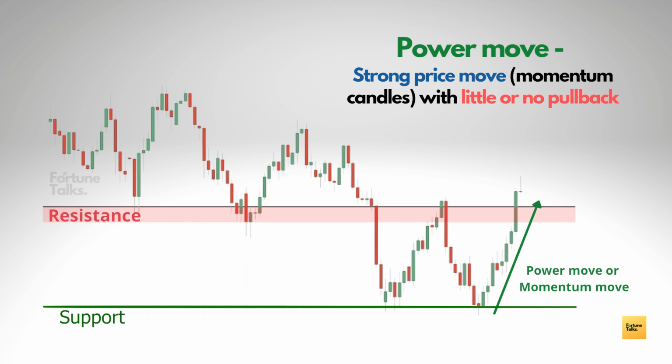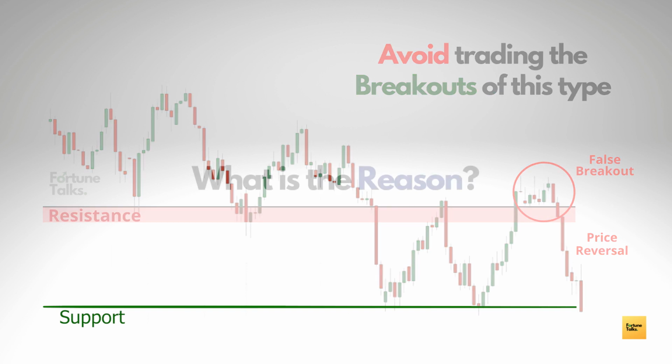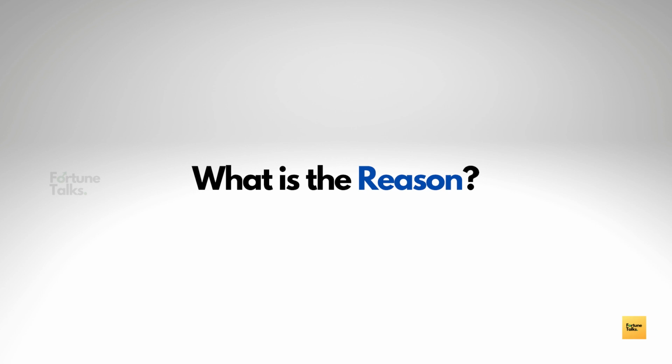Now if the price moves up from a level with little or no pullback and then it goes up higher, breaking an area or a level of value like a support or resistance, then my advice is not to chase the breakout of this type, because more often than not, the market tends to reverse under these conditions. And why am I so sure, and why is it so? Let me give you a very simple explanation of why this actually occurs.